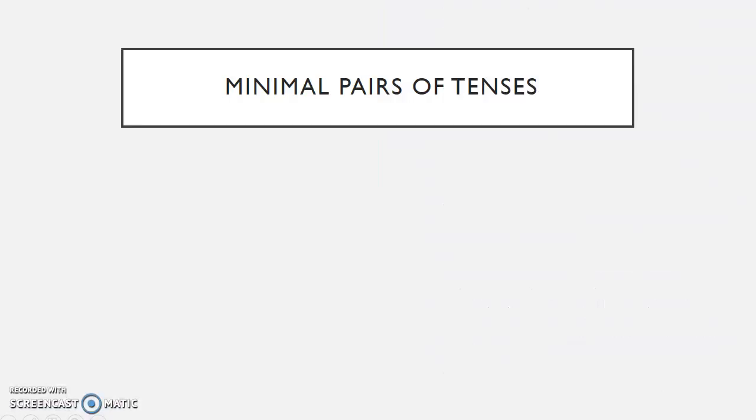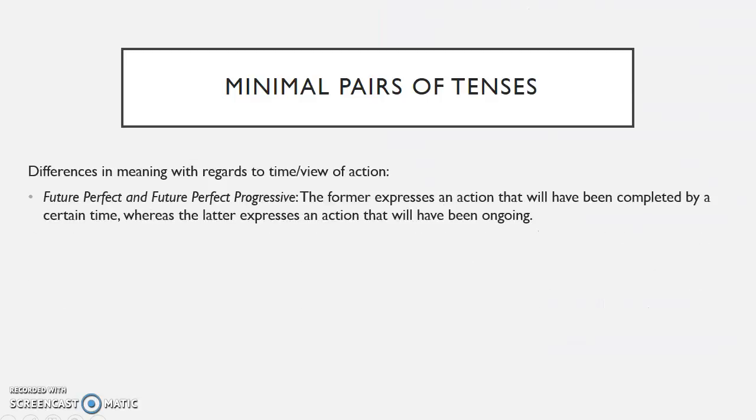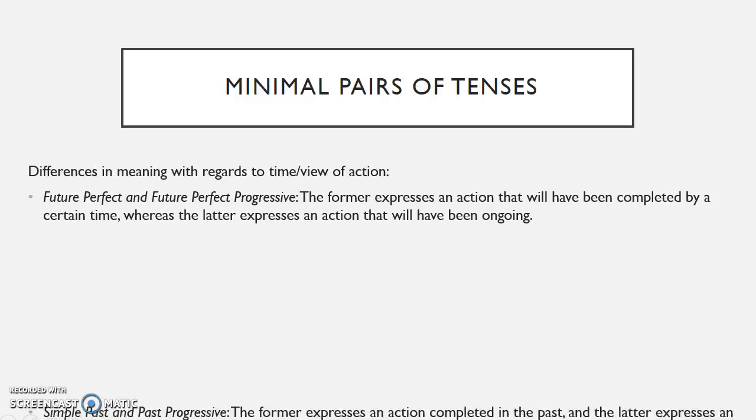Some minimal pairs of tenses include the future perfect and future perfect progressive. The former expresses an action that will have been completed by a certain time, whereas the latter expresses an action that will have been ongoing.